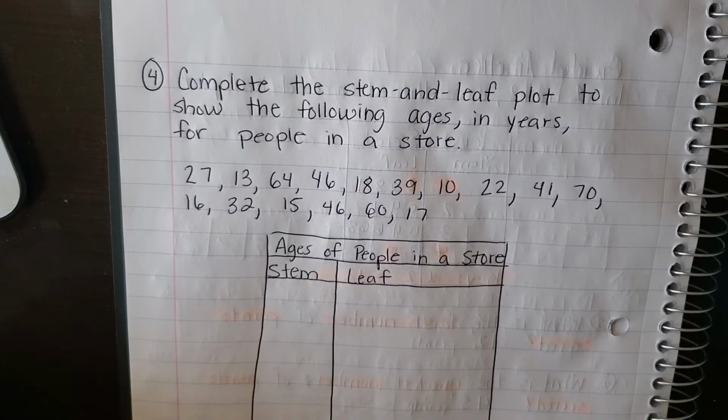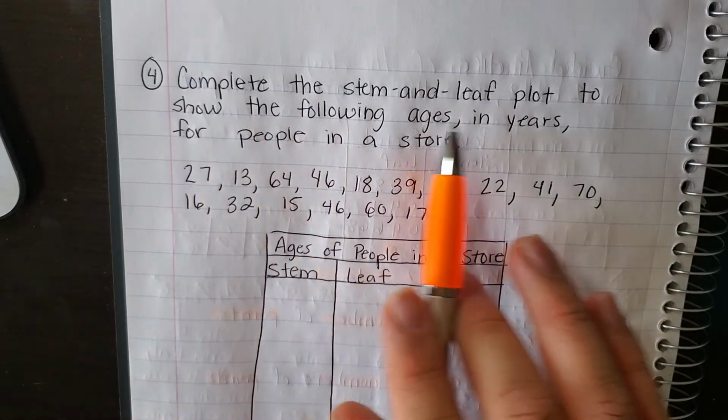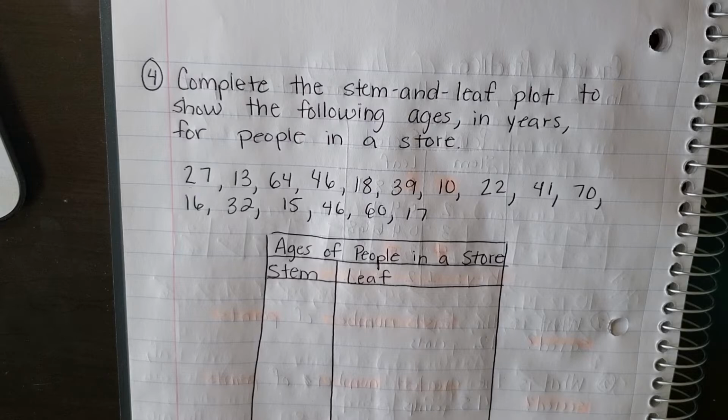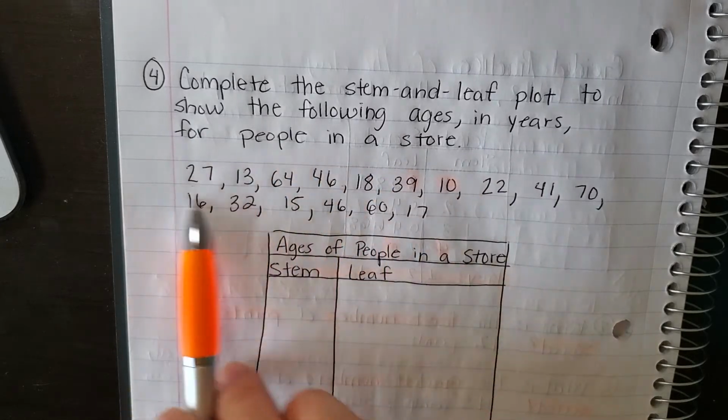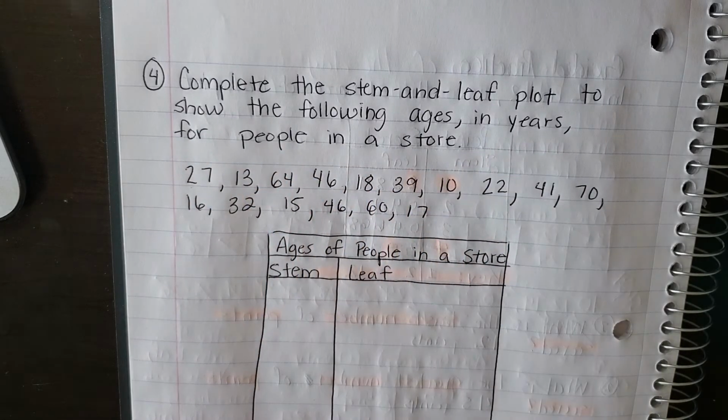Okay, so now we're here. Number 4. Complete the stem and leaf plot to show the following ages in years for people in a store. So it looks like we have our table here. Are they organized from least to greatest? Well, no. Then we're going to have to organize. So that's our first step, right? Organize your data from least to greatest. So let's go ahead and organize it.